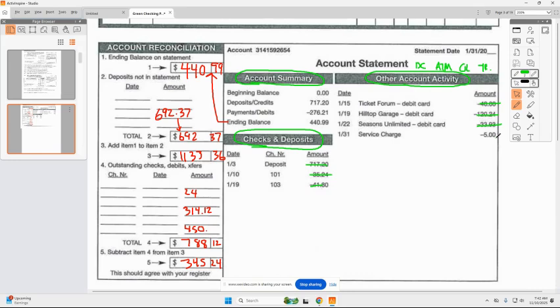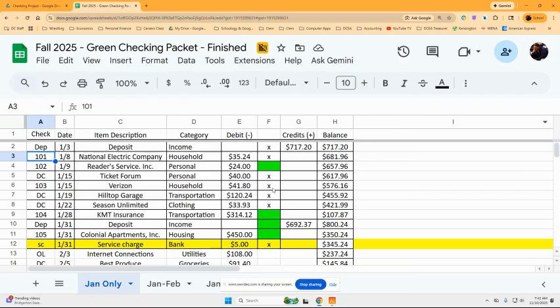At the end, from our point of view, the one thing we still have sitting out there is a service charge. We didn't know about that until the bank told us about it. The bank just took $5 out of our account. So we've got to come back here and record the service charge for $5. And once we've done that, we've updated our point of view. We've got a balance of $345.24.